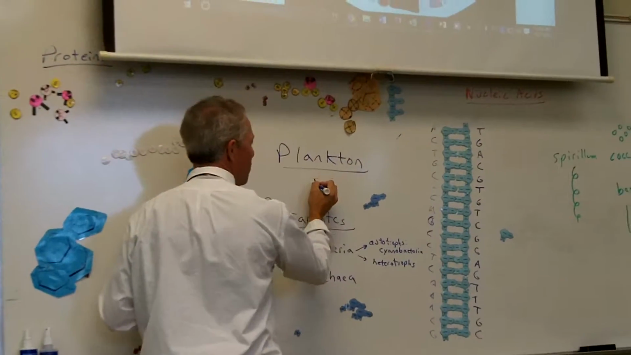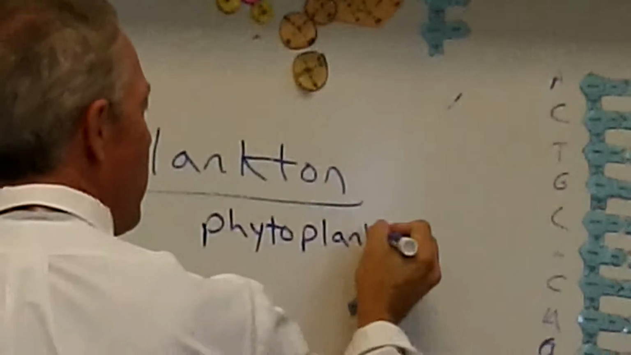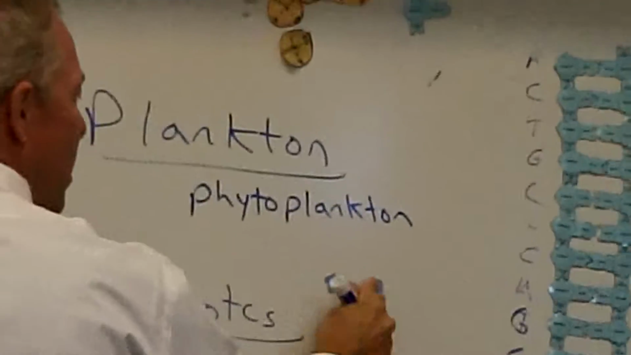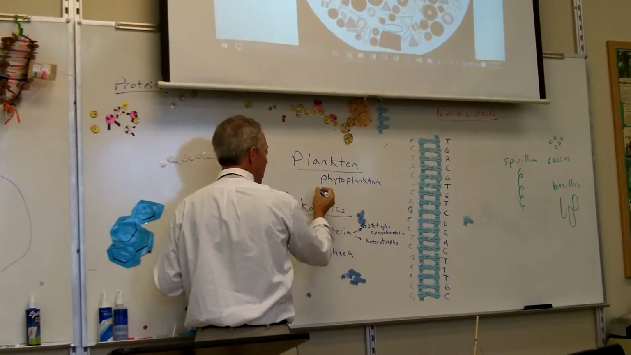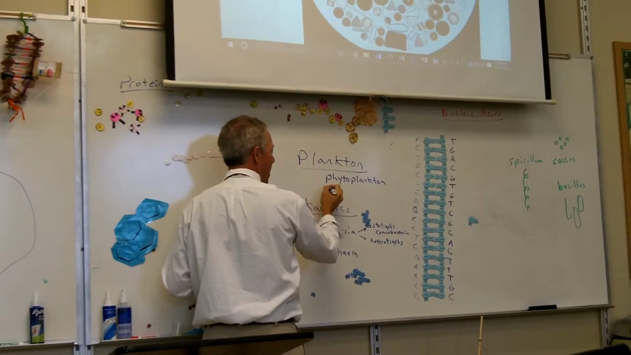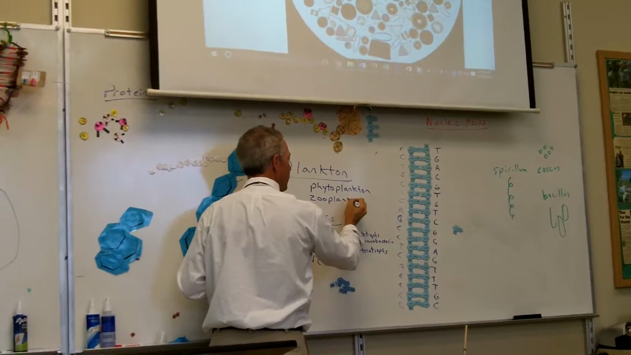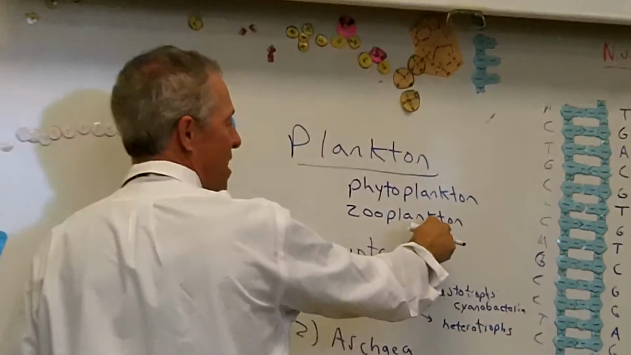If it makes its own food, it's called phytoplankton. Phytoplankton. And those are autotrophs. They make their own food. And then you have zooplankton. Zooplankton. And that eats. That's plankton that have to eat.